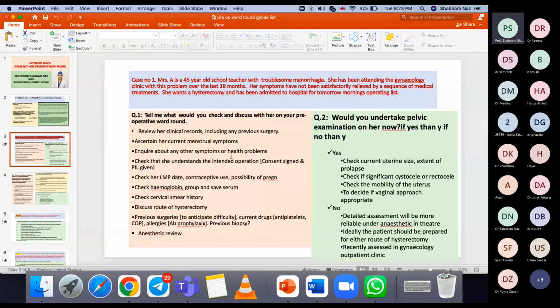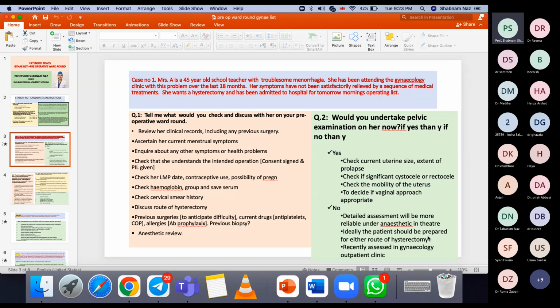Inquire about other symptoms or health problems, check her understanding of the intended operation, जो आपने बता दिया। ठीक है कि कंसेंट ली हुई है, साइन है, पेशेंट इंफॉर्मेशन लीफलेट उसको मिला है या नहीं मिला है, चेक last menstrual period, contraceptive use or possibility of pregnancy, test and other investigations, you have to look for cervical smear, discuss the route of hysterectomy, laparoscopic होगी, abdominal होगी, vaginal होगी, previous surgeries to anticipate the difficulties.